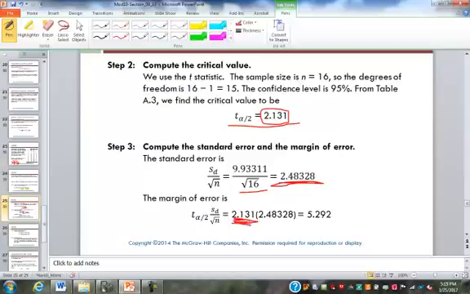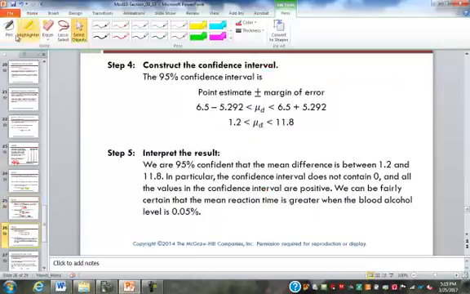Multiply that by that critical value of t, 2.131, so we get a margin of error of 5.292. So our interval is going to be that point estimate of 6.5 minus 5.292, which is 1.2. And then our point estimate of 6.5 plus the 5.292 is 11.8.